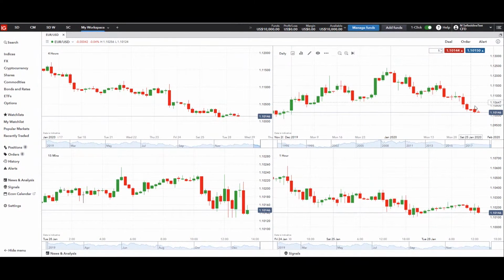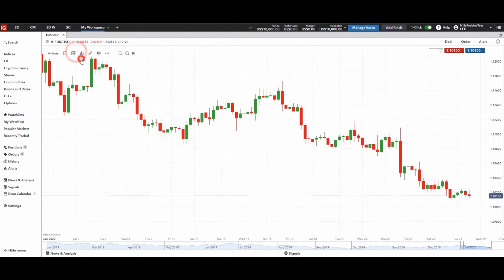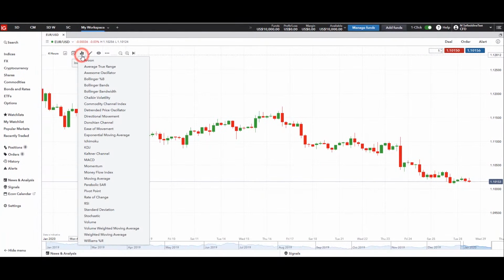You can see that on the daily, bit bearish, 4 hour looking a lot more bearish, 1 hour, bearish but more consolidatory, bit of retracement on the 15-minute, just a real consolidatory session. So see how it makes a difference depending on what time frame you're trading. Let's move on to indicators.